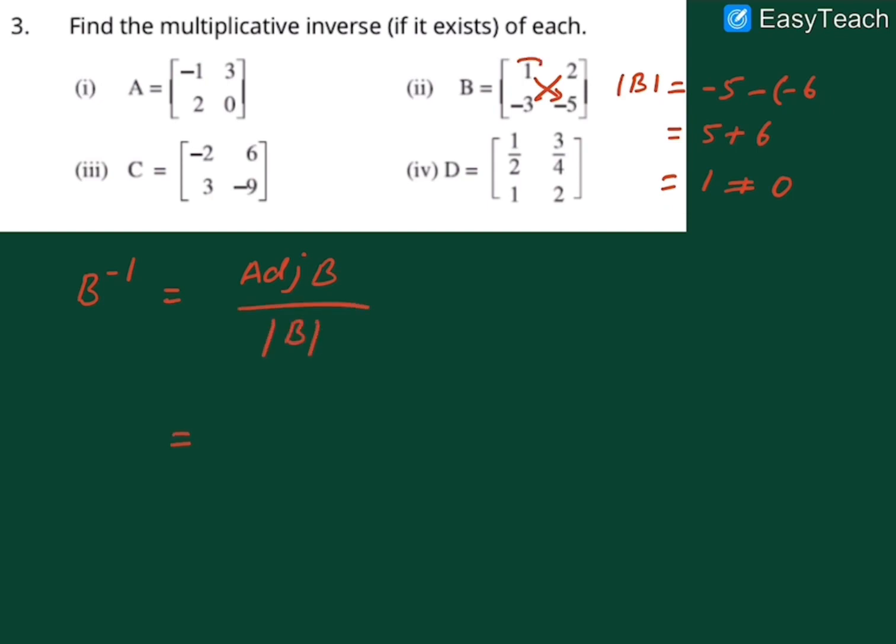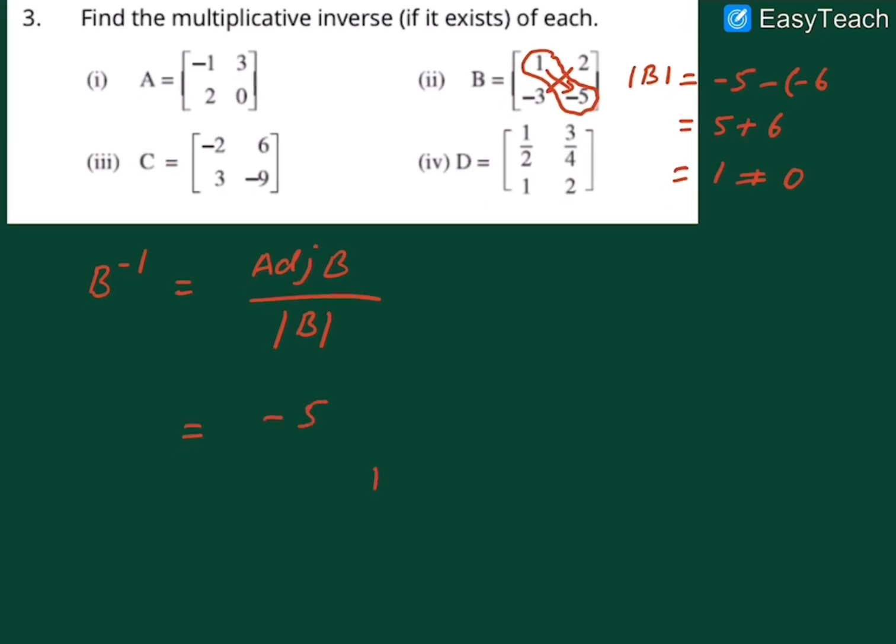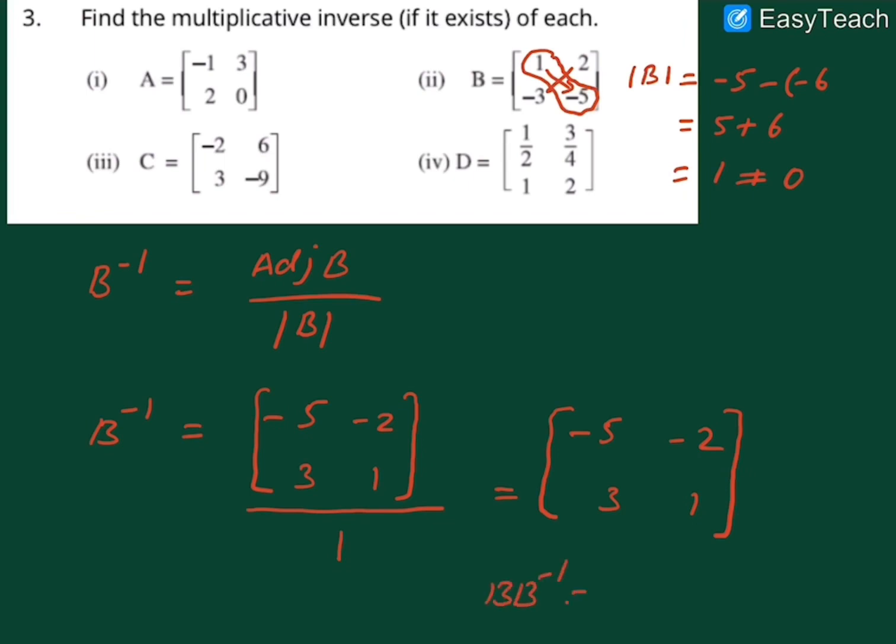What is adjoint of B? Same, interchange the position of these elements. So minus 5, 1, and sign of plus 2 will become minus 2 and minus 3 will become plus 3. And down we have B determinant. B determinant is 1. So if you divide anything by 1, you will get the same number. So this is our B inverse. Again, here you can verify or you can check. B into B inverse will be I. So this is your answer.